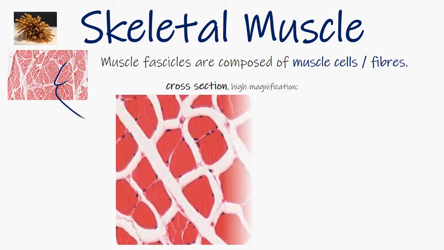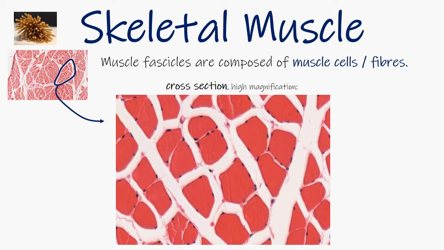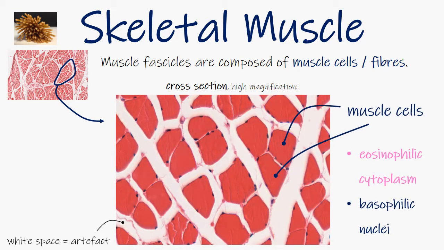If we magnify one fascicle, then we can see the individual muscle cells with their eosinophilic cytoplasms and their basophilic nuclei. Now compare the microscopic image to a schematic, and you can identify the multiple eccentrically placed nuclei that are characteristic of skeletal muscle cells. You will not see this organization of nuclei in the other two muscle types, cardiac and smooth muscles.